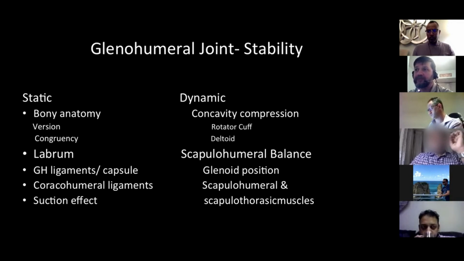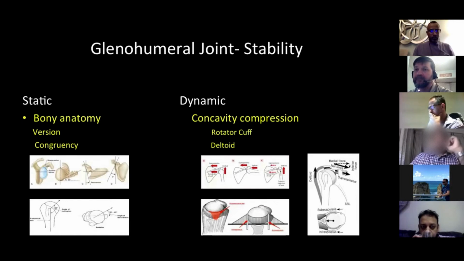Glenohumeral joint stabilizers are one of the most commonly quizzed topics in viva stations in the FRCS and trauma examination, and it is highly likely that each one of you during your exam will be asked about it, and you should be able to come up with a structured answer to it. In the arthroplasty scenario, the most important stabilizers are the static bony constraints and the dynamic concavity compression produced by the rotator cuff and the deltoid muscles.